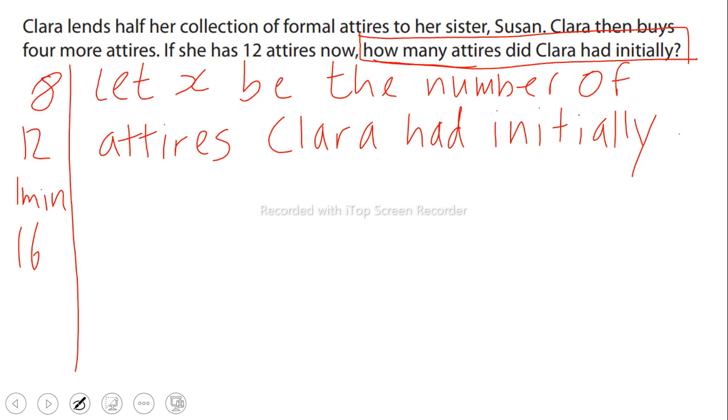Okay, so if she had x initially, she's going to lend half of that to her sister. So how are we going to represent that? That she gave half to her sister.